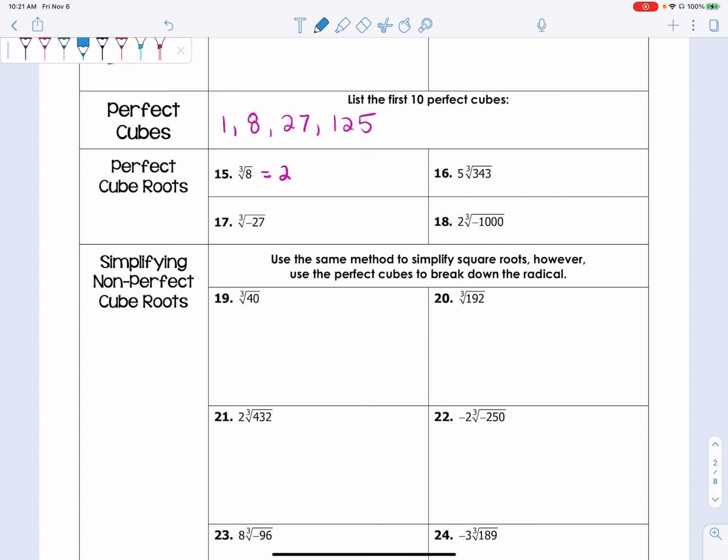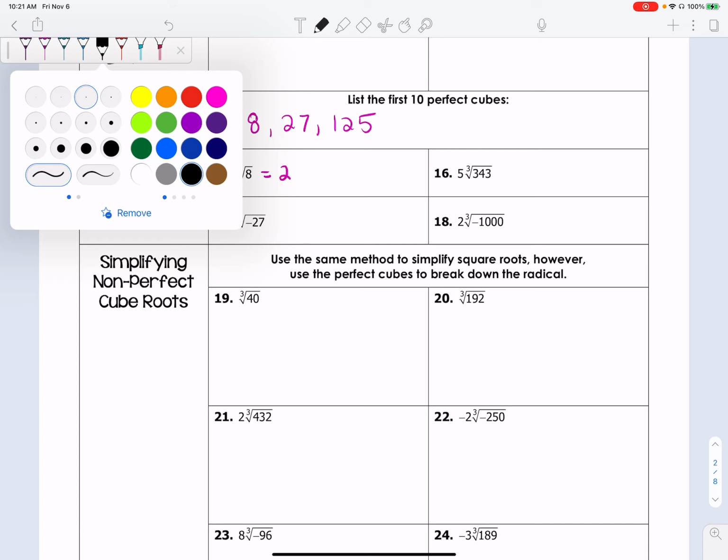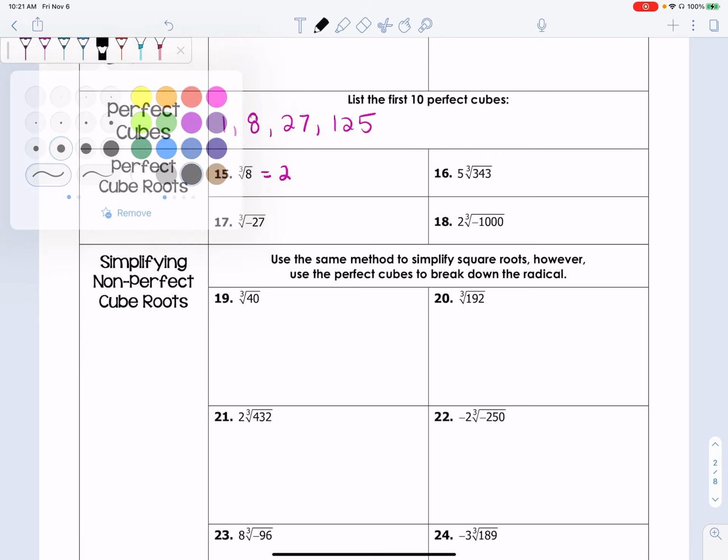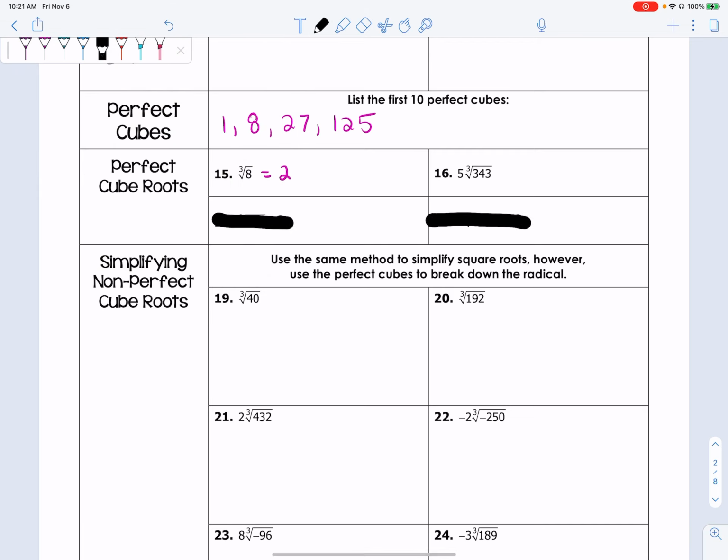So let's go ahead and take a look at number 19.